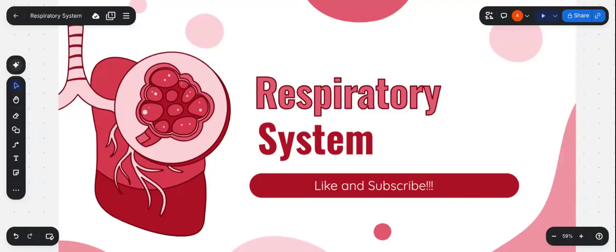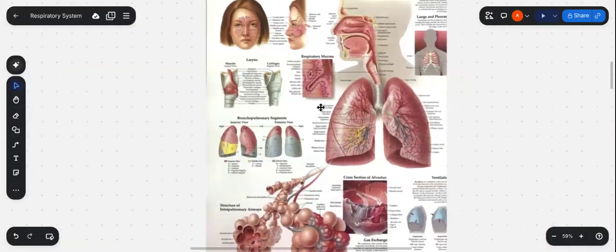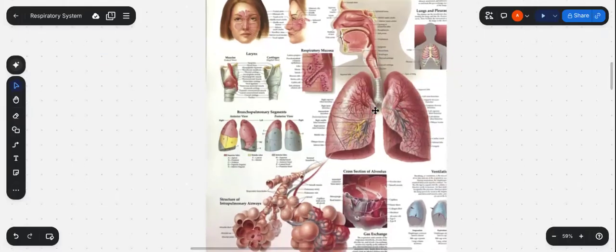And now we're going to get into the first diagram. So over here, we can see a nice laminate of the lungs, and then it branches off into the bronchioles and the alveoli, taking a deeper look within the lungs.